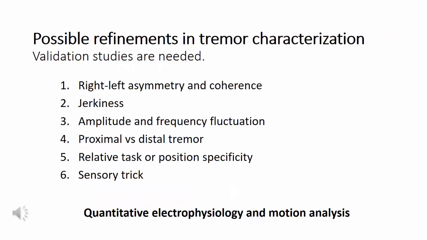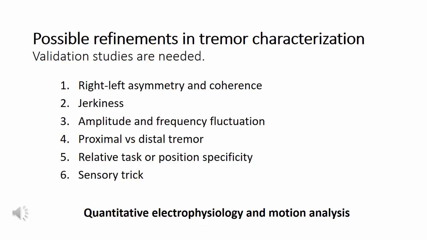Here's a list of other tremor characteristics that are believed to be useful in distinguishing essential tremor from other types of tremor. However, clinicians differ in the identification and interpretation of these signs. Consequently, these characteristics of tremor need to be operationally defined using data from large samples of patients and controls. Electrophysiology and motion analysis are being explored as tools for quantifying these characteristics.